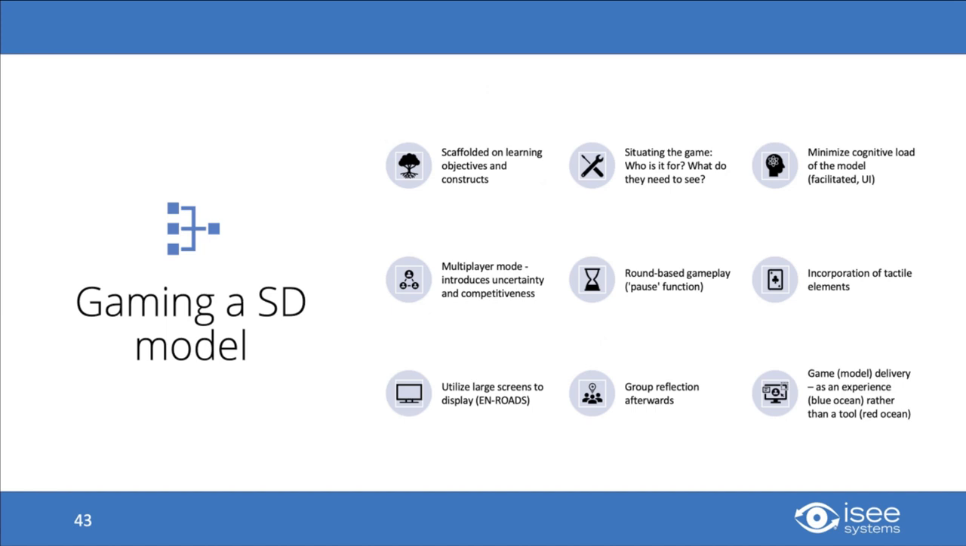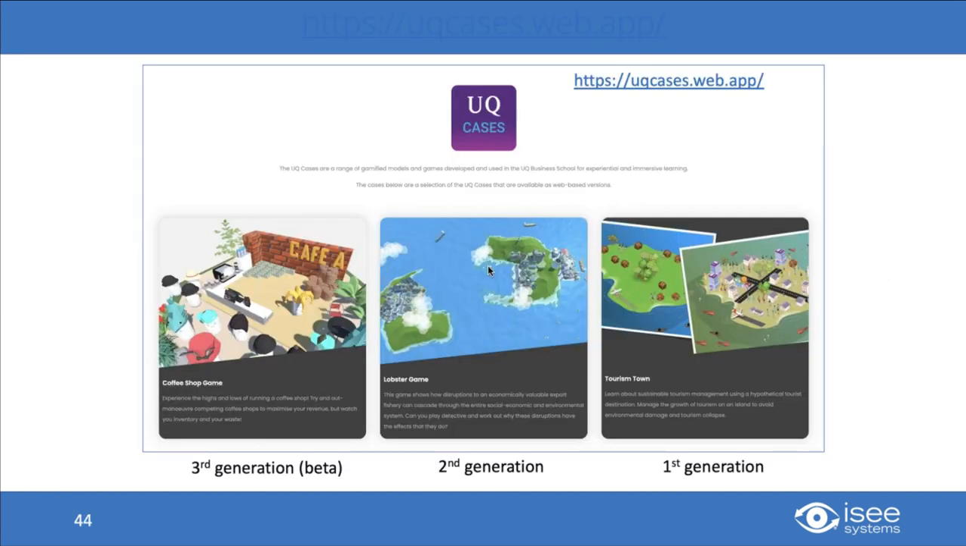I think that helps to distinguish what's called a red ocean market, which is, I've got a tool, but everyone else has got a tool. It's just another model. But if you're trying to deliver an experience, that's a less congested market, and there's a lot of value creation to be had there. So that's called a blue ocean market.